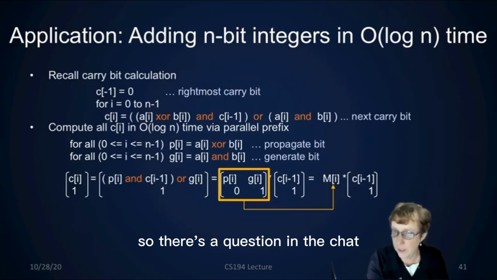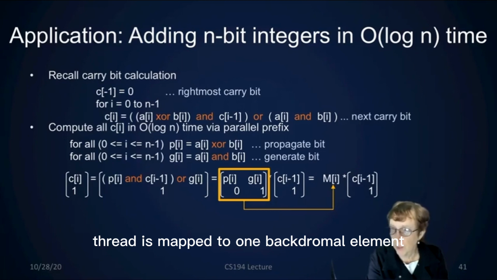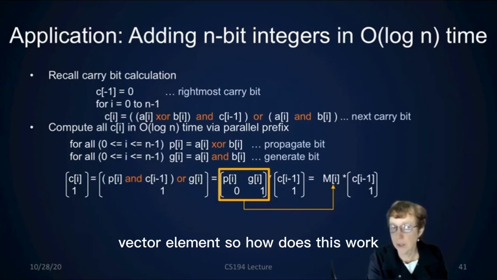So there's a question in the chat. Didn't we say that each GPU thread is mapped to one vector element? In this example, each thread is accessing 2 C vector elements. So how does this work?